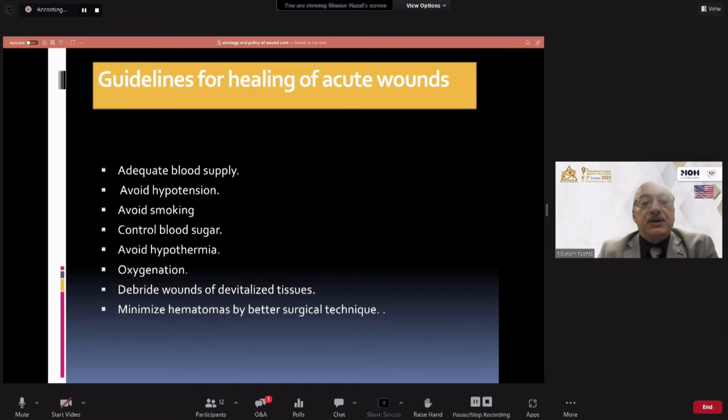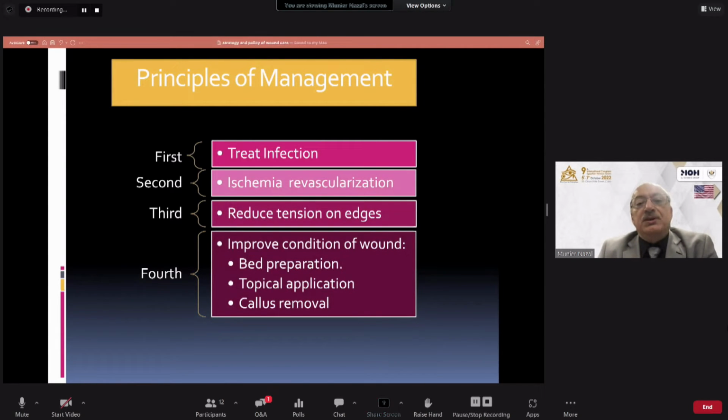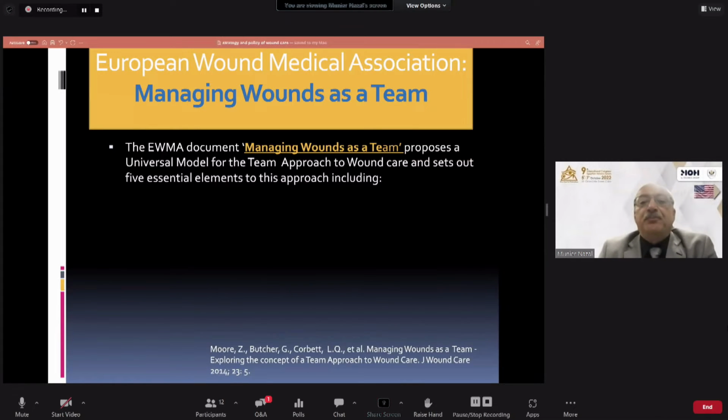But there are guidelines for good wound healing: good blood flow, no hypotension. Smoking is a problem, sugar is a problem, temperature is a problem, oxygenation in general is a problem. Debridement of devitalized tissues is very essential, and minimize the presence of hematomas and seromas if you do a surgical technique. So there are principles of management that you know very well, from treating infection down to improving the condition of the wound so that it can heal, and that includes bed preparation, topical application, and callus removal.